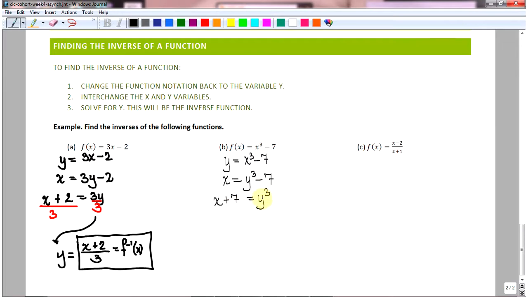And so now, what is the opposite of cubing something? Taking the cube root. So y is going to equal the cube root of x plus 7. And now since we have y by itself, that means that that's our inverse function. So we started with an f of x. It looks like we called all of these f of x, so the inverse is f inverse of x equals the cube root of x plus 7. And that's our answer.